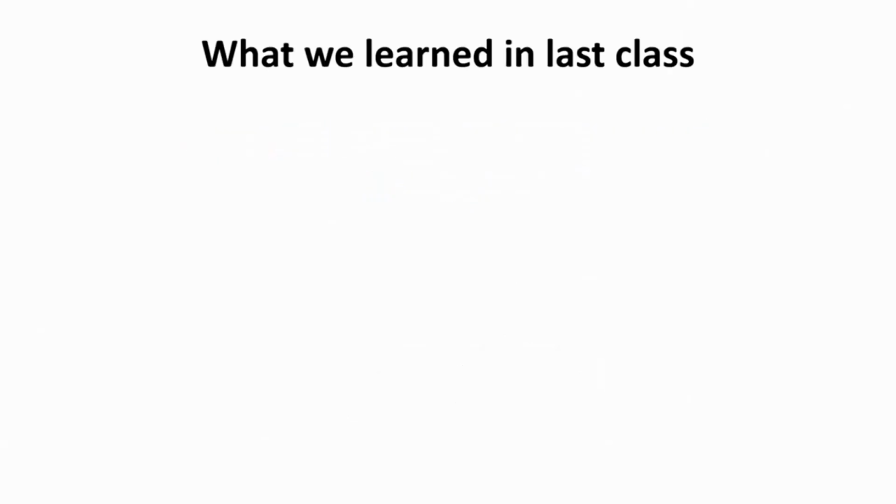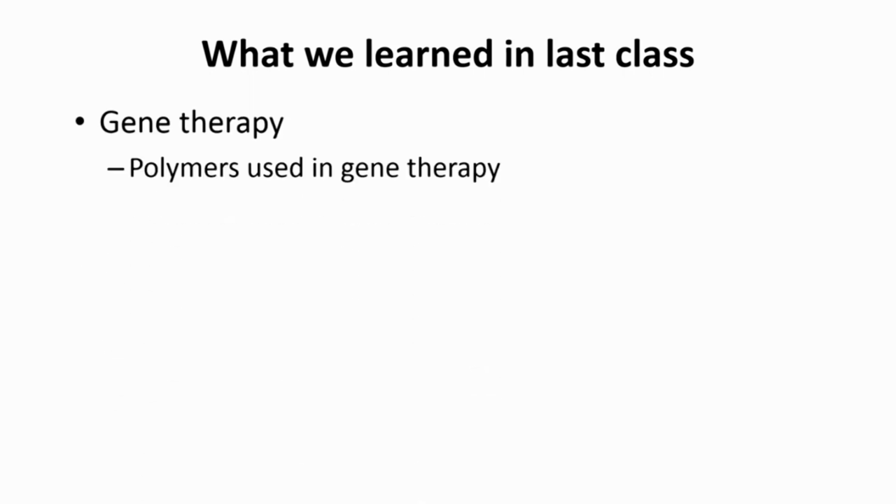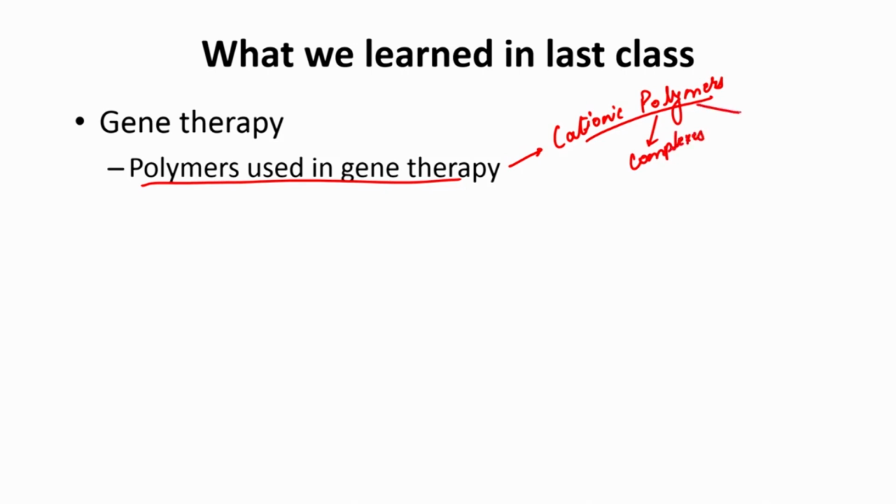We have been talking about gene therapy at this point, and we have looked in the last class at what are the different polymers that are used in gene therapy. Some of them that we discussed in quite a lot of detail are cationic polymers, and the reason the cationic polymers are used is twofold. One is they can easily form complexes with your DNA, and the other is that they can cause endosomal escape by the proton sponge effect.